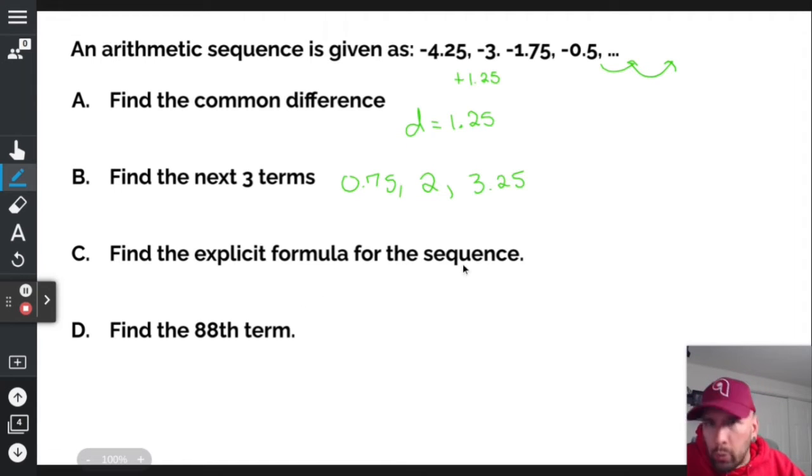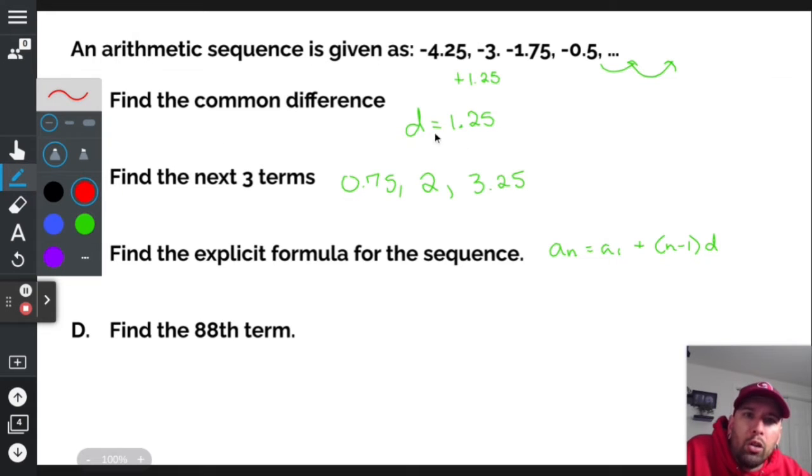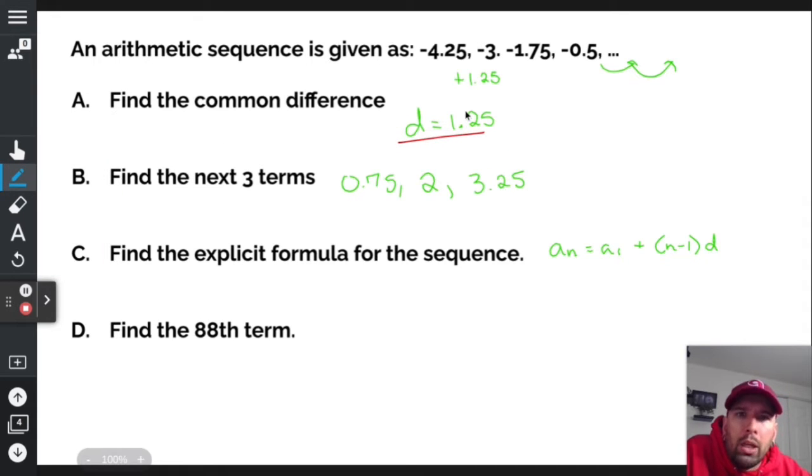The explicit formula is what we wrote down on the last slide. A sub n equals a sub 1 plus n minus 1 times d. Okay, let's label everything that we know. We already know that you are d. We know that you are the first term, so I'm going to call you a sub 1. What else do I know? That's just about it.